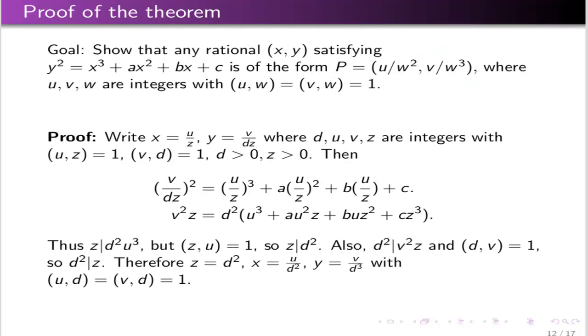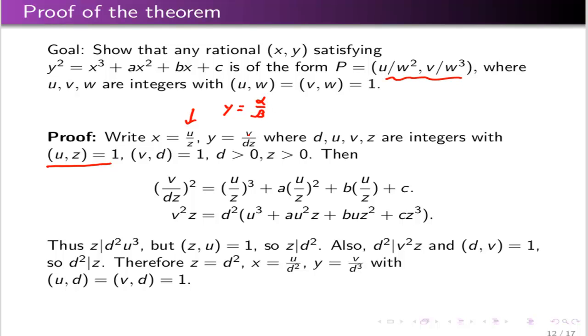Okay, let's go back and look at that theorem. So why is every rational point having this special form like that? So let (x, y) be the given rational point on this curve. I'll write x as a reduced fraction, u over z, where u and z are relatively prime. And then I'll write y as some reduced fraction, let's say alpha over beta.